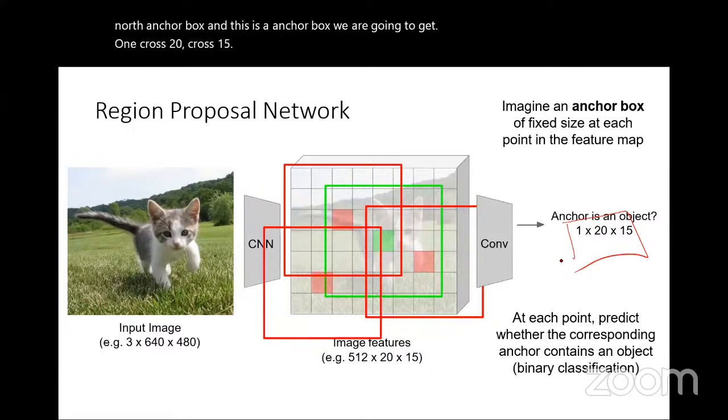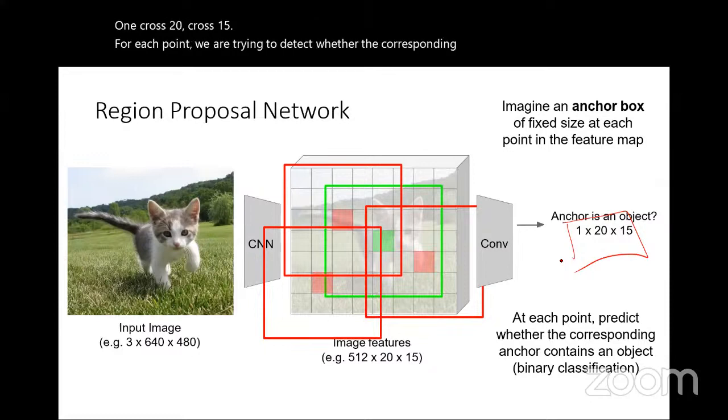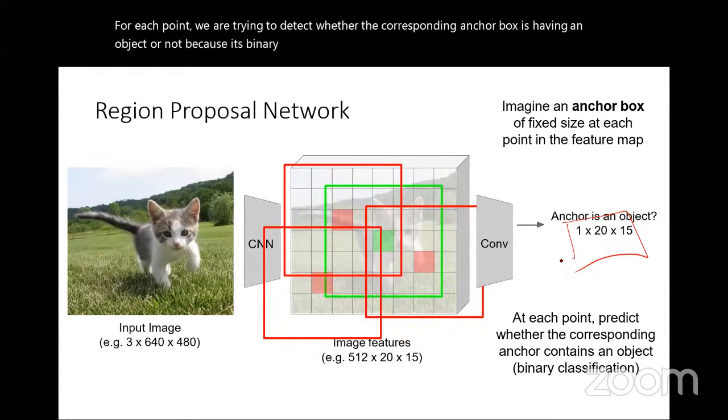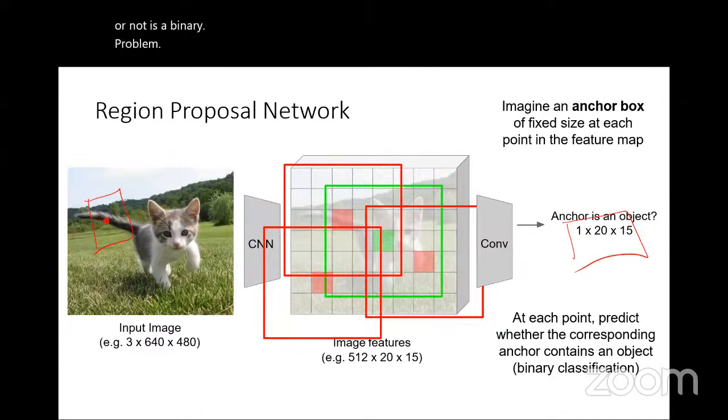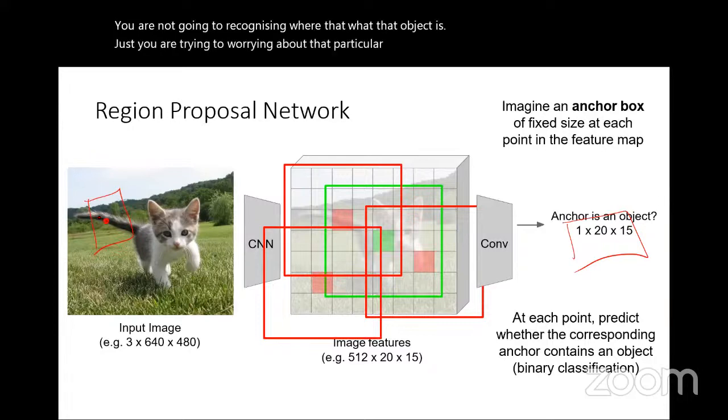For each point, we are trying to detect whether the corresponding anchor box is having an object or not, because it's a binary classification problem, right? Because you just need a box, anchor box or bounding box. In that particular box, whether you have an object or not, it's a binary problem. You're not going to recognize what that object is. You're just worrying about whether the object is present in that particular anchor box or not.